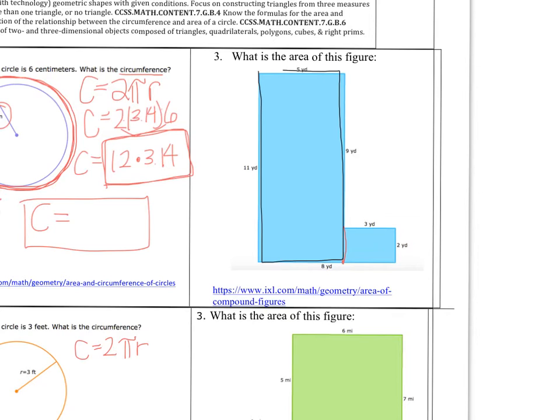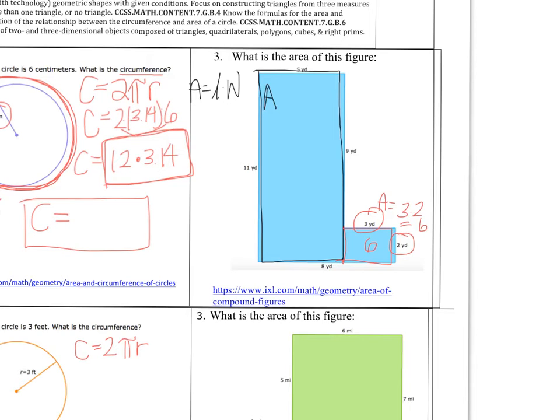We already know the area of a rectangle is length times width. So we can find the area of this black box, and then we can find the area of this rectangle over here. So here would be the length, and here would be the width of this small rectangle. So the area of this rectangle would be 6, because 3 times 2 is 6. So our area of that small one.